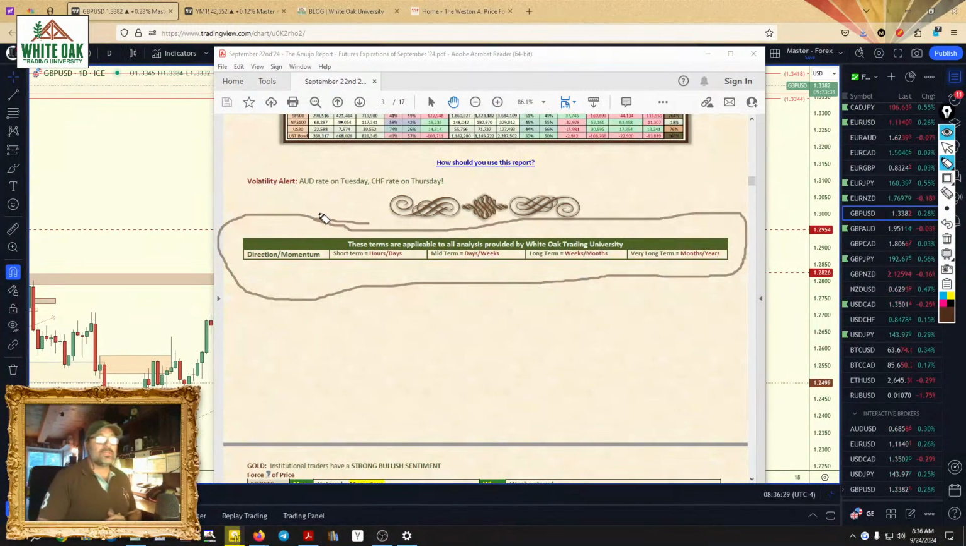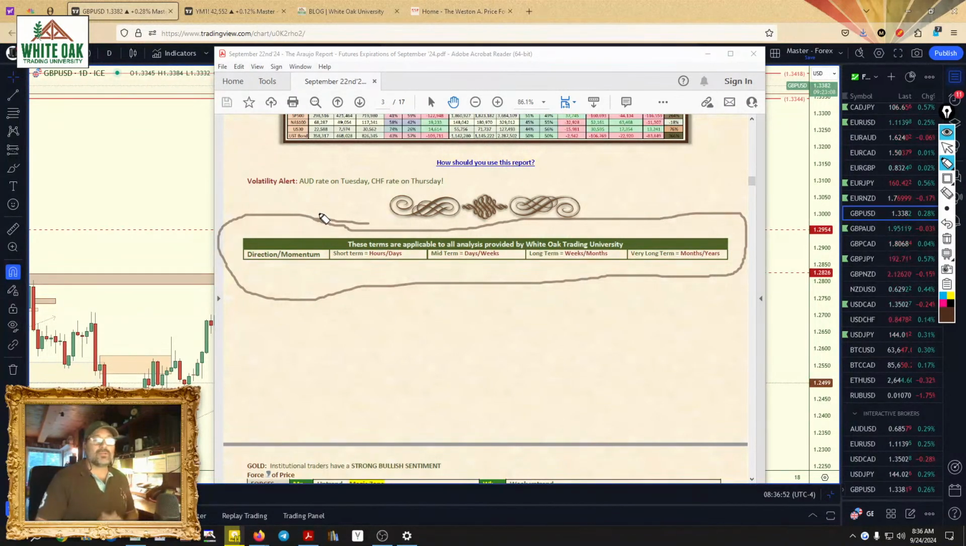Short term equals hours and days. Midterm is days and weeks. Long term is weeks and months. Very long term is months and years. So what does that mean? Well, if you're looking at a monthly chart and monthly demand comes into play and we're expecting it to move to the upside, then it could be months and years that price moves up with that momentum.